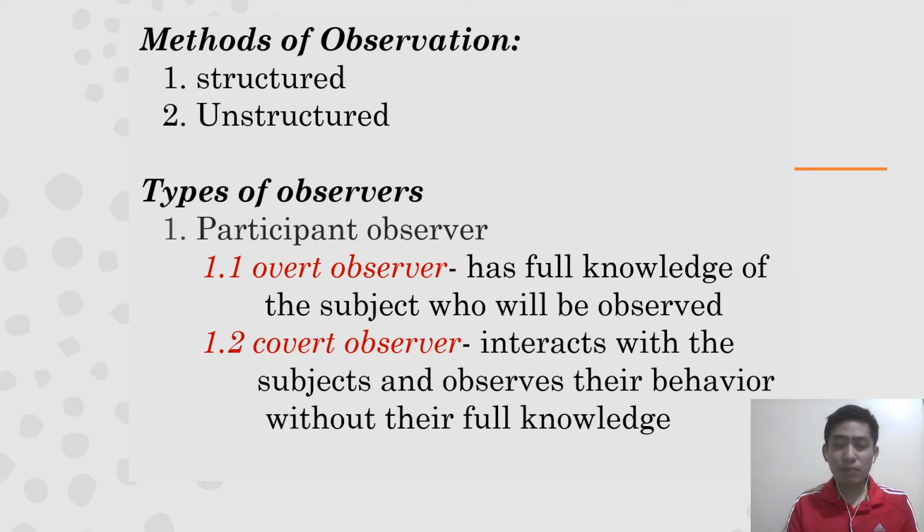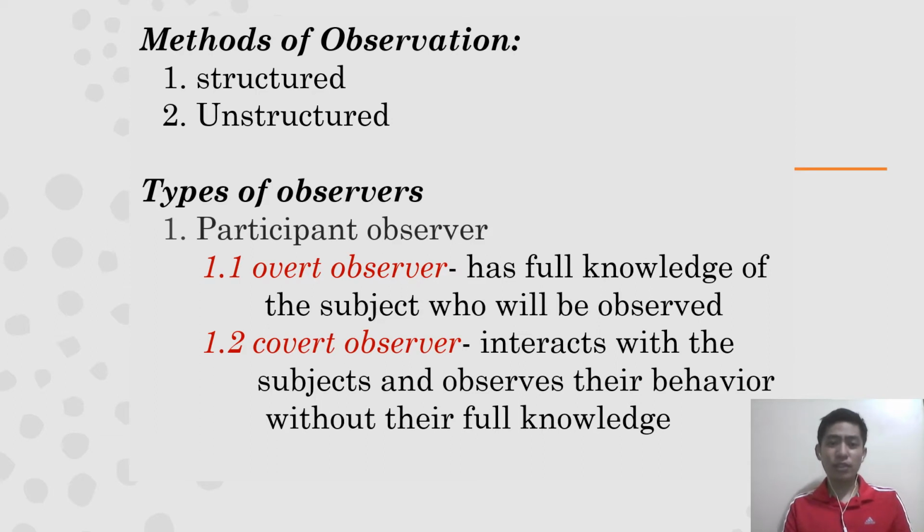Types of observers, we have the participant observer. The participant observer has two: we have the overt observer and the covert observer. The overt observer has full knowledge of the subject who will be observed, such as in lived experiences of cancer patients. So I know that all of these patients have cancer, and they knew that I am a researcher.